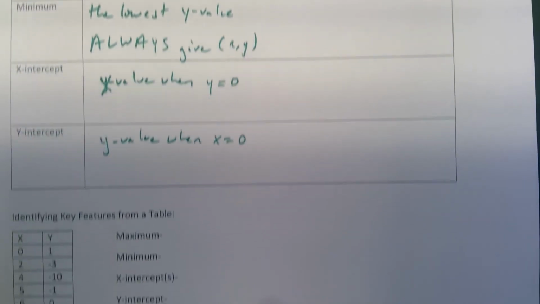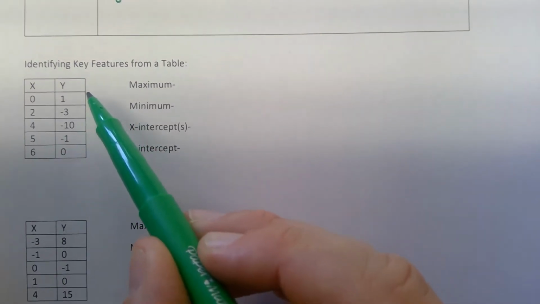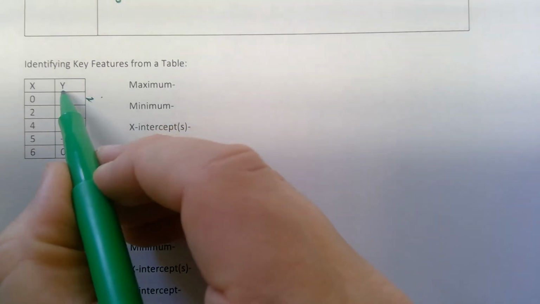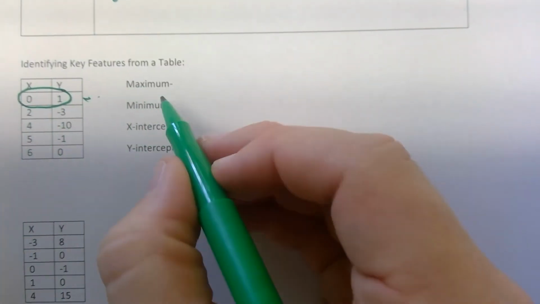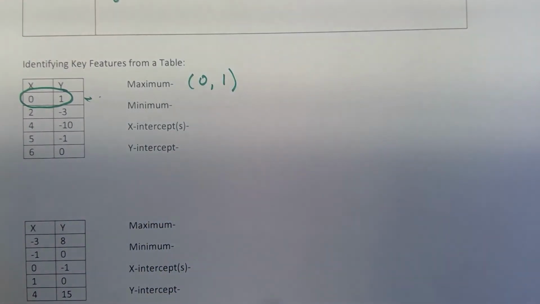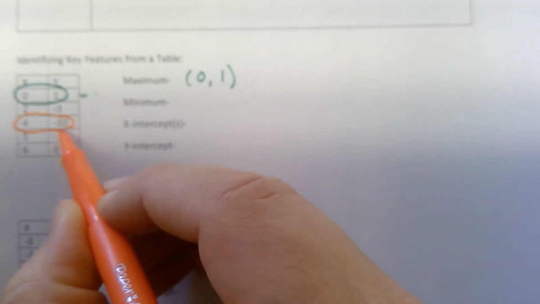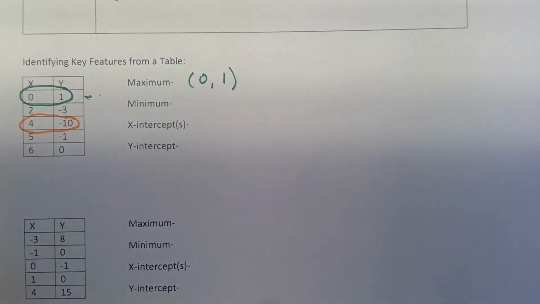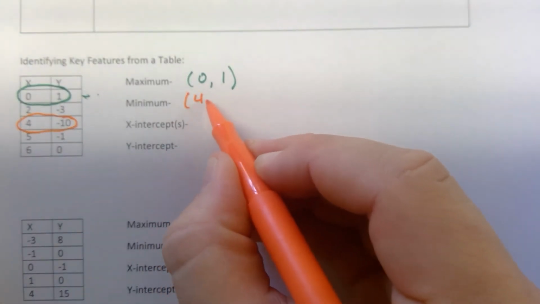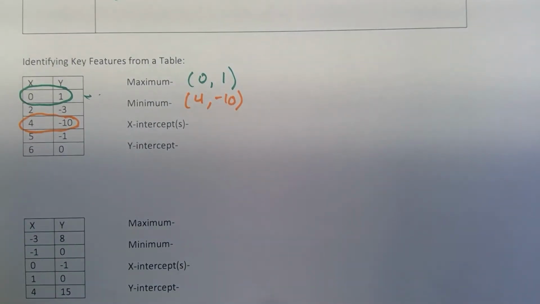So let's take a look at some examples of identifying our key features from a table. We'll start off with our maximum in this table. For my maximum, I'm going to look for my biggest y value. Here's my biggest y value. I'm going to circle that in green, and I'm going to put down an ordered pair, 0, 1. Now I'm going to do my minimum. I'm going to look for my smallest y value. Negative 10 is my smallest y value. It's the most negative. Then I'm going to write that down as an ordered pair, 4, negative 10. I'm not just going to say negative 10. I'm going to say 0, 1 and 4, negative 10.